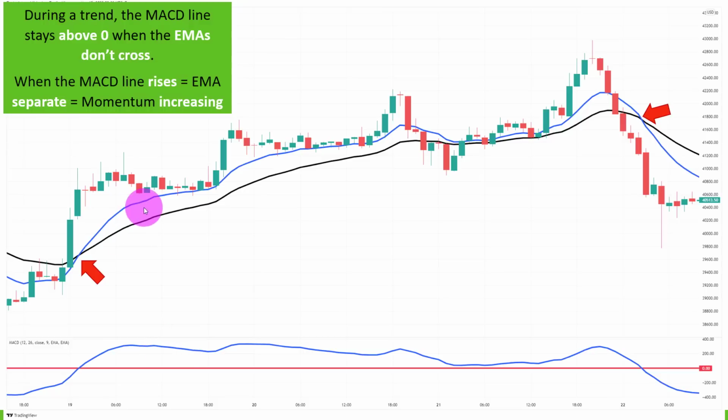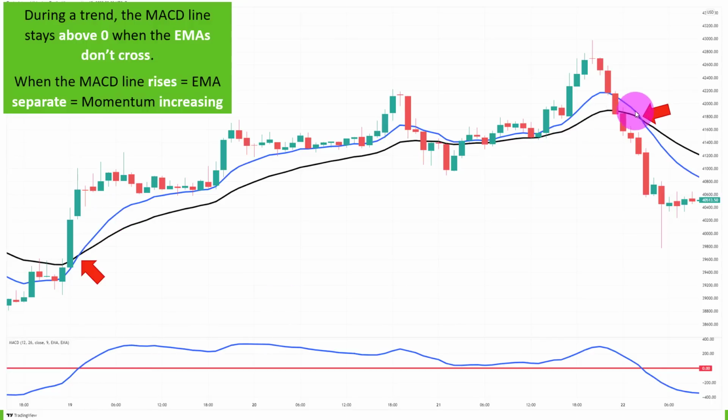When the two moving averages separate on your charts, when we look at moving average theory, it means that the trend strength is increasing. So as the trend increases in strength, the moving averages will separate, and that also then leads to an increase and a rise of your MACD line.